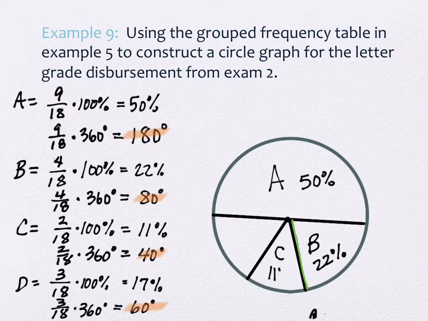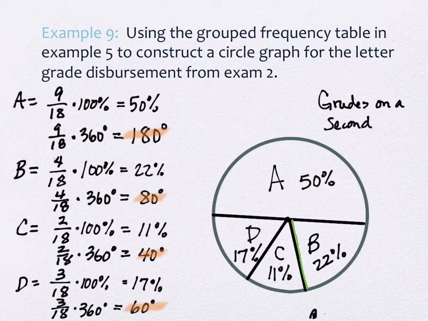And that's 11%. D, and that's 17% for our circle. And then, of course, we need a what? We need a title for our graph, our circle graph. And these are grades on a second exam.